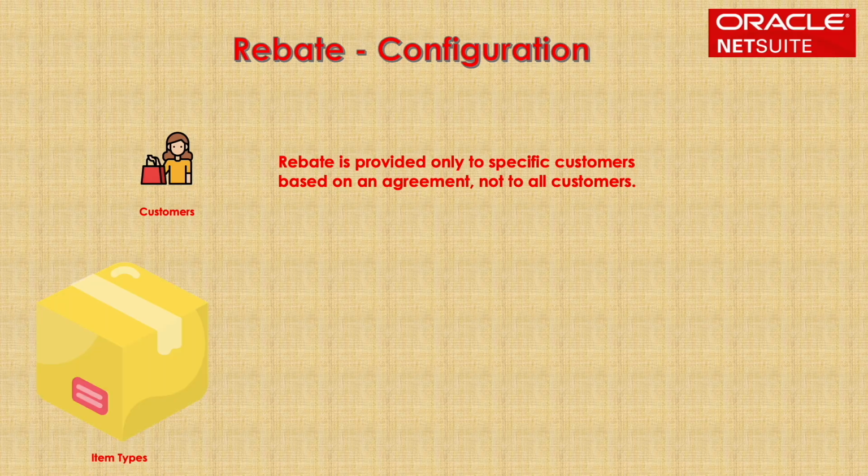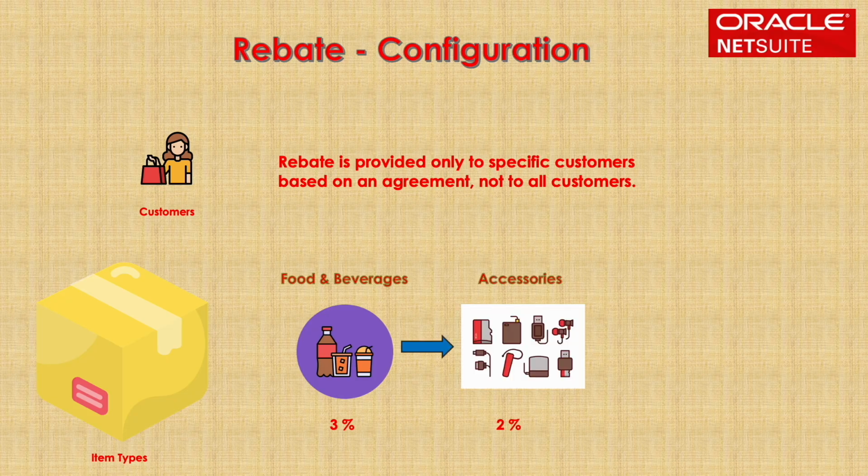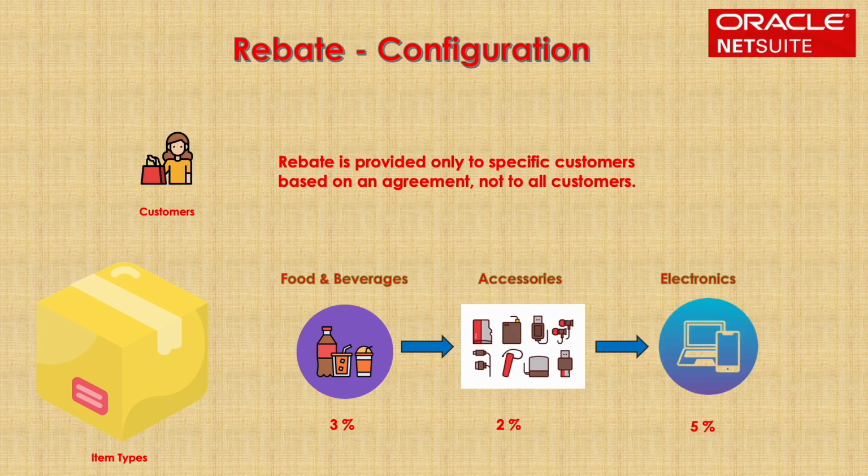But here is where the real-life challenge comes in. Each item type has a different rebate percentage. For food items, the rebate is 3%. For smartphone accessories, it's 2%. And for smartphones, the rebate is 5%.